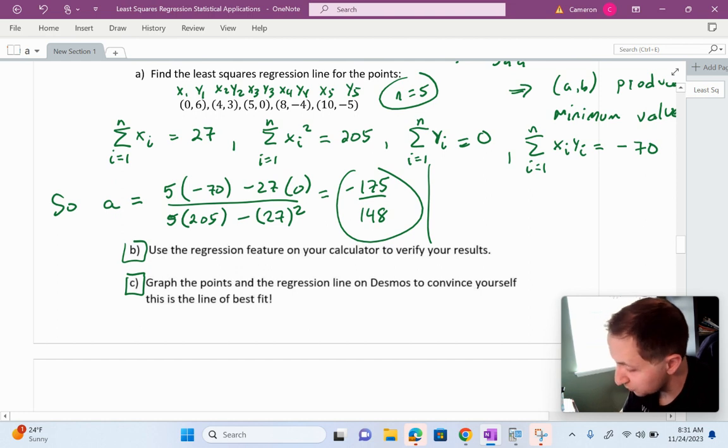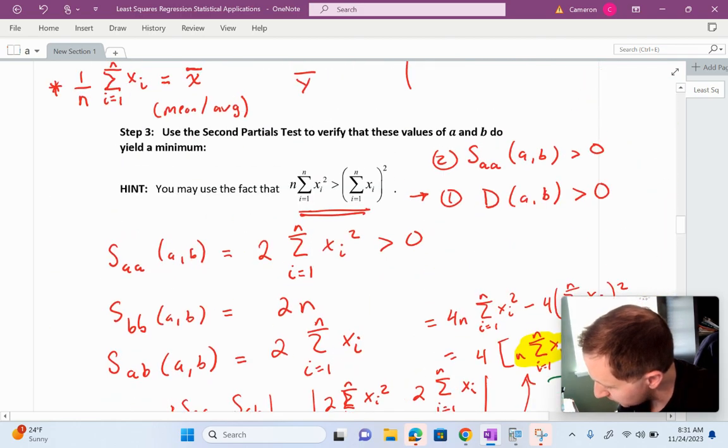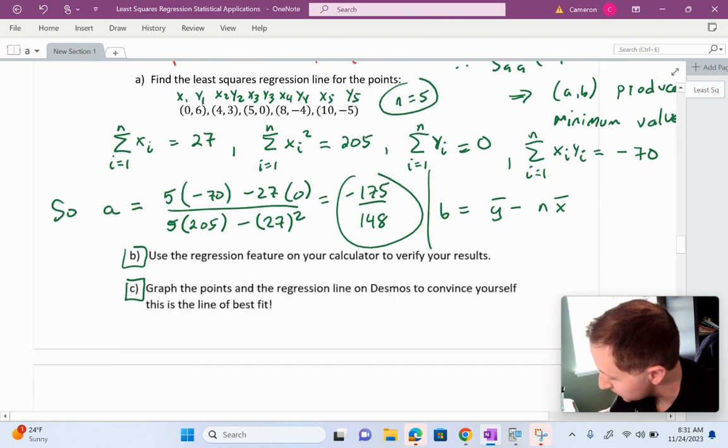And then my estimate for the y-intercept would be, remember, it was y bar minus a times x bar, I think. Let me see. Yeah, because we were basically solving for b in this case. So this should be an a.